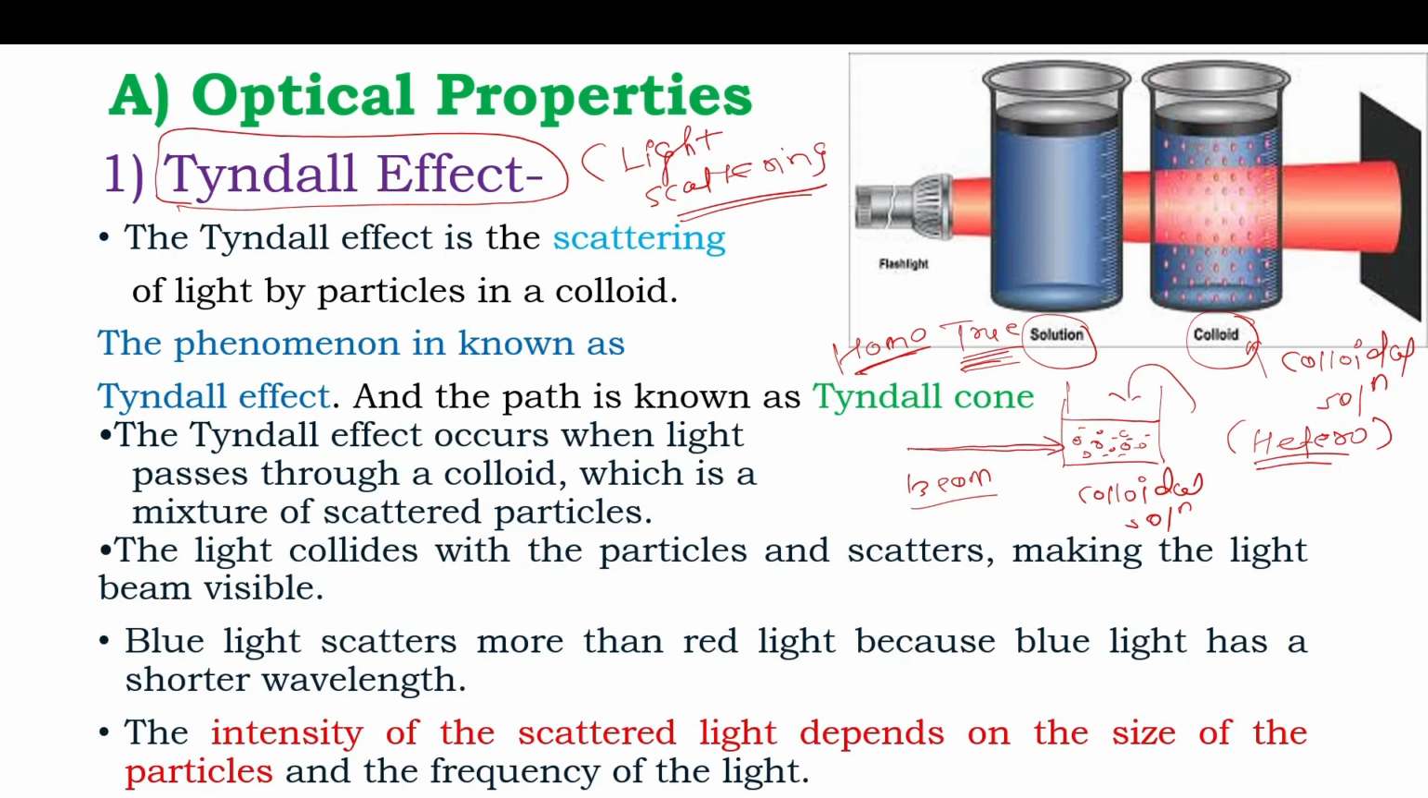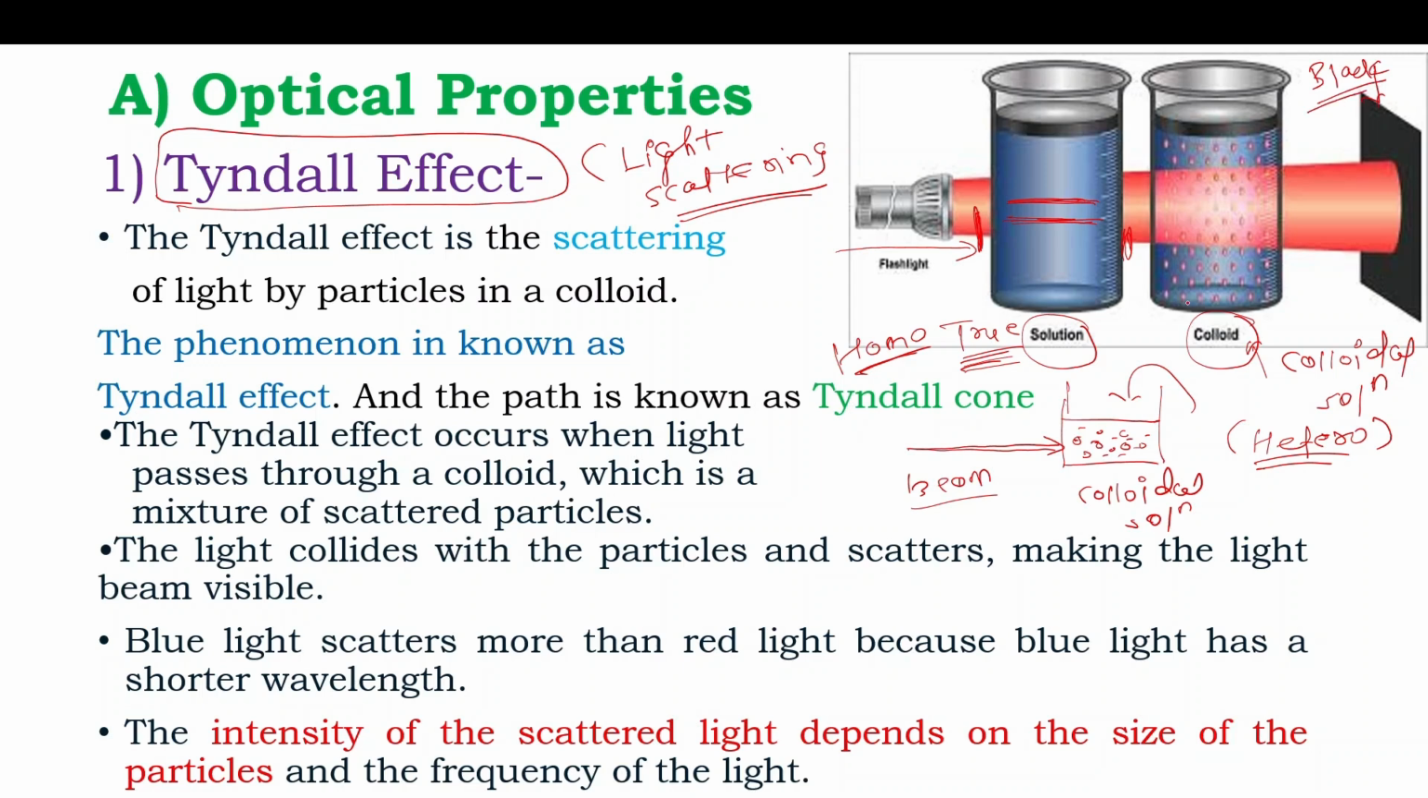जब हम intense beam of light pass through true solution, it is directly transmitted. इसमें आप scattering नहीं ऑब्जर्व कर सकते. जो beam है वो directly transmit होगा from one part to another part. And this is observed on this black background.